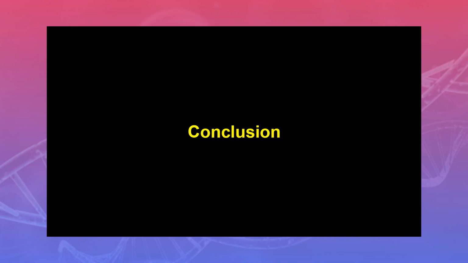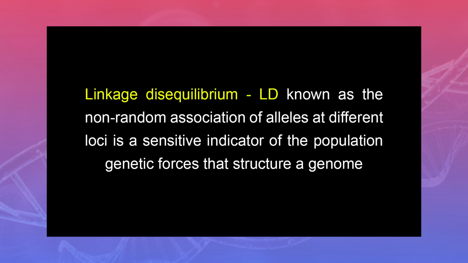Dear students, let's now conclude the topic. Linkage disequilibrium, known as the non-random association of alleles at different loci, is a sensitive indicator of the population genetics forces that structure a genome. Because of the explosive growth of methods for assessing genetic variation at a fine scale, evolutionary biologists and human geneticists are increasingly exploiting linkage disequilibrium in order to understand past evolutionary and demographic events.